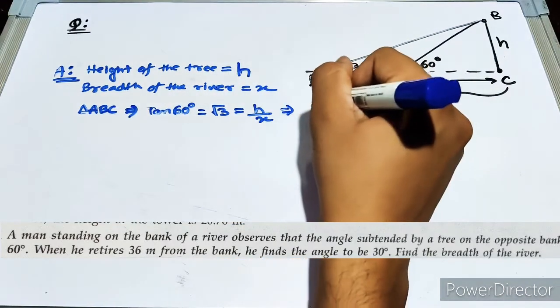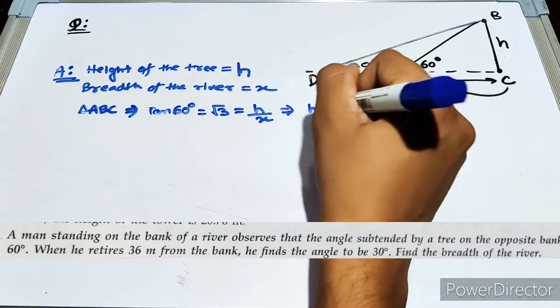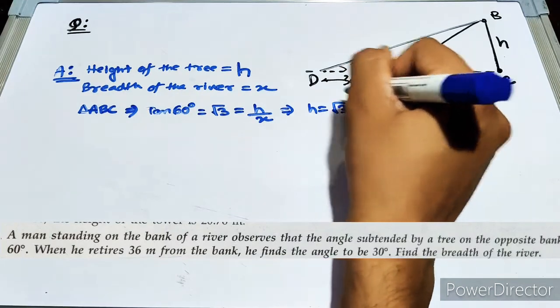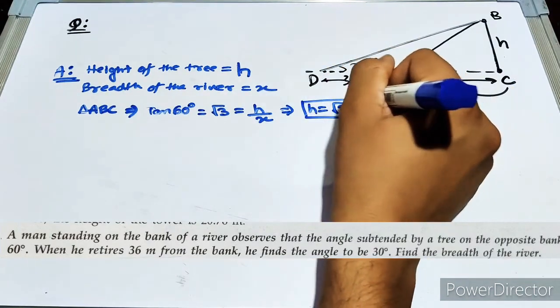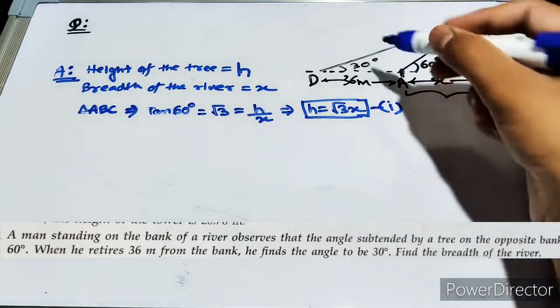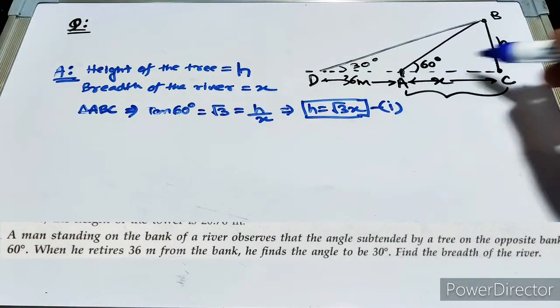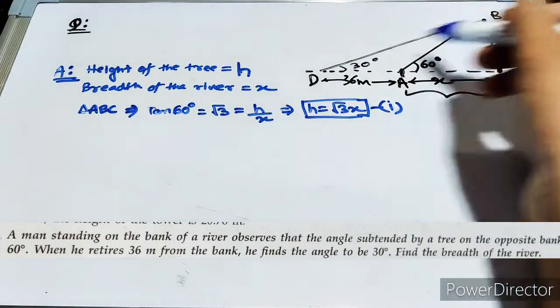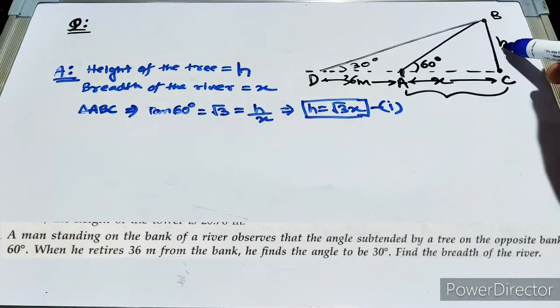So this becomes h is equals to root 3 of x. This is our first equation. For the second equation we can look at a bigger triangle, that is D, B and C, because यहाँ 30 डिग्री है और यहाँ पे बेस 36 प्लस x हो जाएगा और हाइट h हो जाएगी.